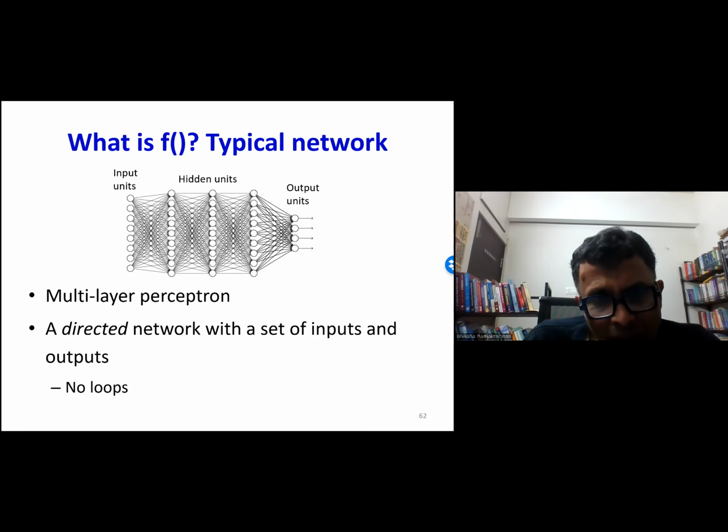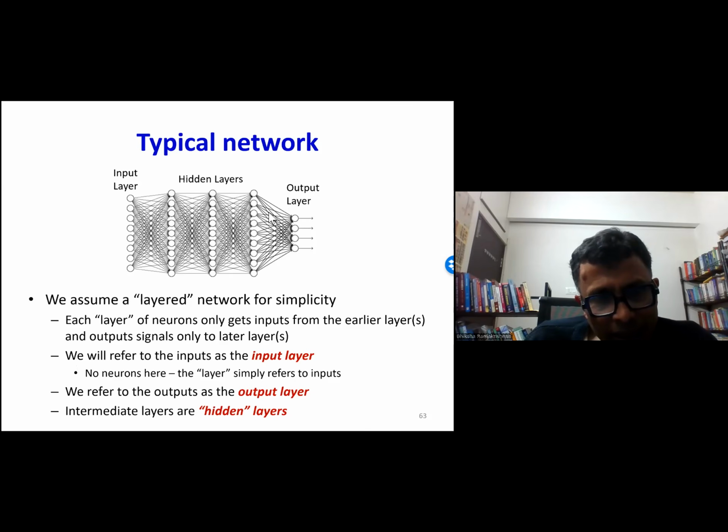The parameters are the parameters of all of the neurons in the network. We're going to assume a layered network for simplicity, which means that we will assume simply that all the output neurons are in the same layer. We're going to refer to the inputs as an input layer. Now, at the input, there are really no neurons over here. These are just the inputs, but the terminology is to call them an input layer. Then these intermediate layers are hidden layers, and the neurons in the output form the output layer.